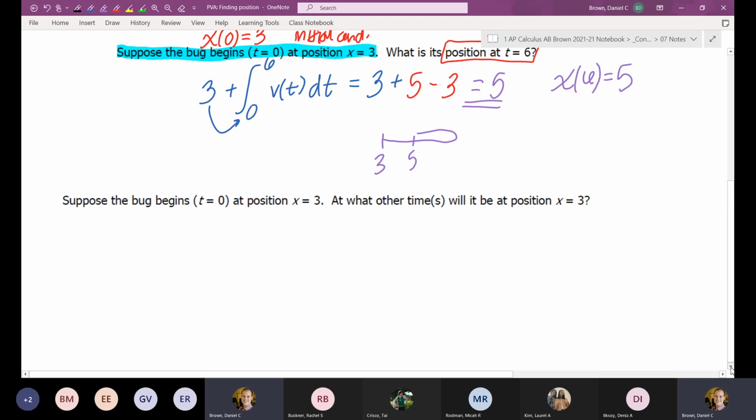Suppose the bug begins, same initial condition, when t is equal to 0 at a position of x is equal to 3. At what other times will it be at x is equal to 3? I think sometimes people make this problem a lot more difficult than it reads.